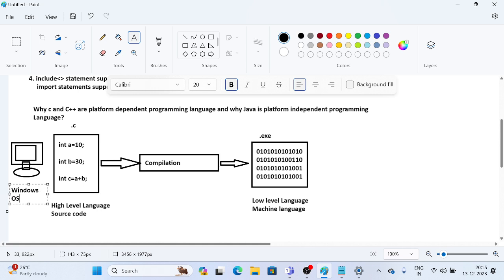Windows OS. Right. So when you talk about C, since you are writing it on the Windows operating system, the .c file will be converted to a machine language. Right. This machine language is specific to Windows operating system, right? So since you are writing on Windows operating system, this .exe file, this machine language is converted, the compiler will convert the .c file to the machine language that is understandable by Windows operating system. So I can write it here like this.